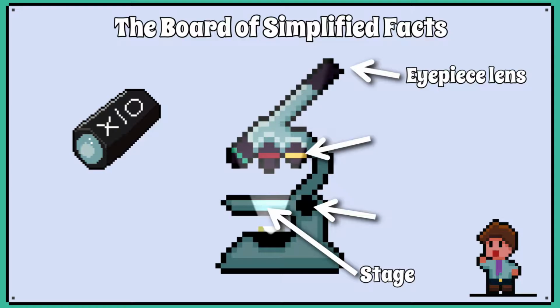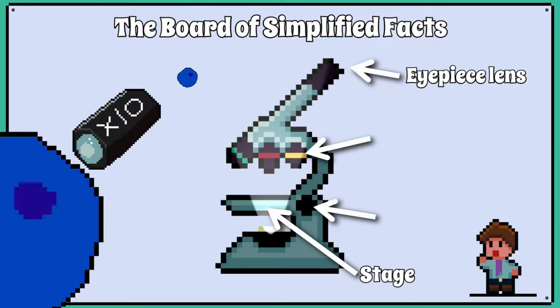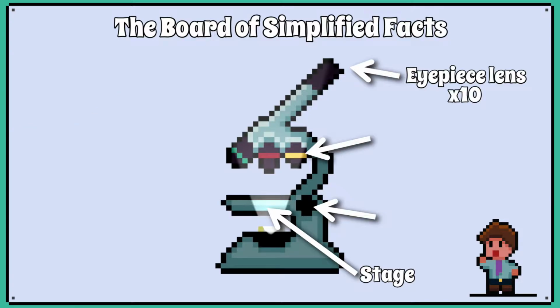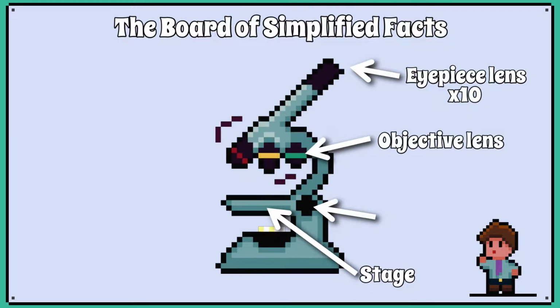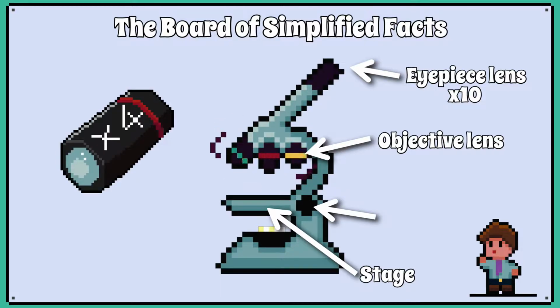Normally this can't be changed, and it makes objects appear 10 times larger. We say the eyepiece lens has a magnification of times 10. The 3 color coded lenses are called the objective lenses, and they can be twisted so we can change which one we use. Each objective lens has a different magnification, for example, times 4, times 10, and times 20.